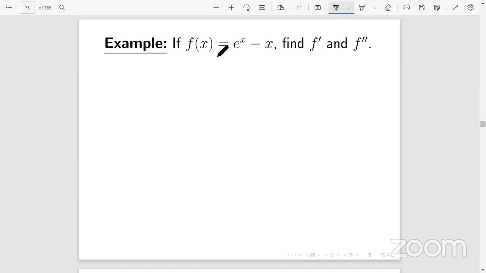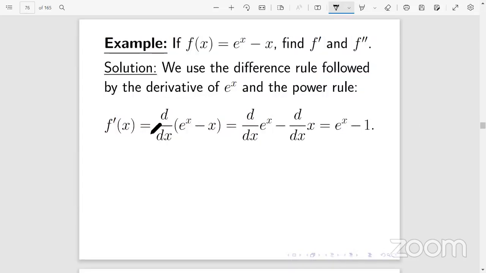We have another function here, e to the power x minus x, and we want to find the first derivative and the second derivative. For the first derivative, remember that the derivative of the difference of functions is the difference of the derivatives of those functions. So we differentiate e to the power x aside, we still get e to the power x, and differentiating x, we get 1. So we get e to the power x minus 1. This is our first derivative.